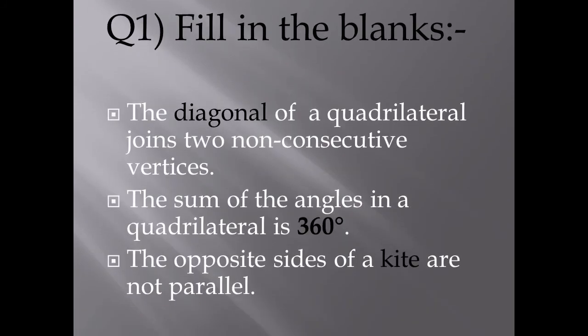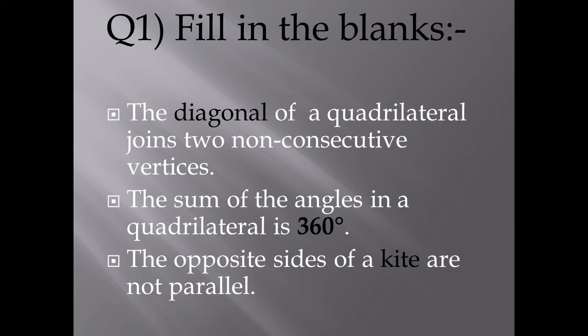Question number 1, fill in the blanks. The dash of a quadrilateral joins two non-consecutive vertices. If we have a quadrilateral ABCD, a line which joins A to C and B to D. A and C are non-consecutive vertices, B and D are non-consecutive vertices. These two lines are the diagonals of the quadrilateral. I will write diagonal in the blank.